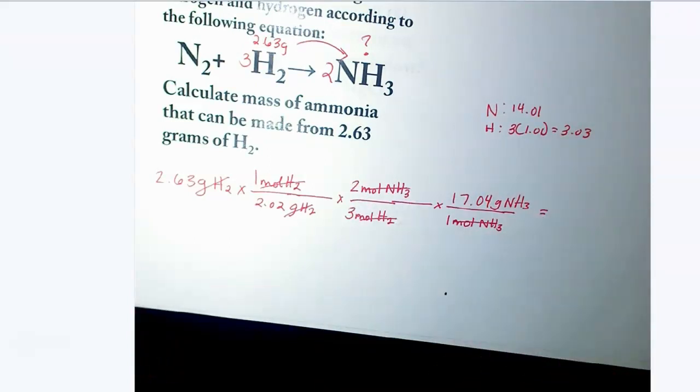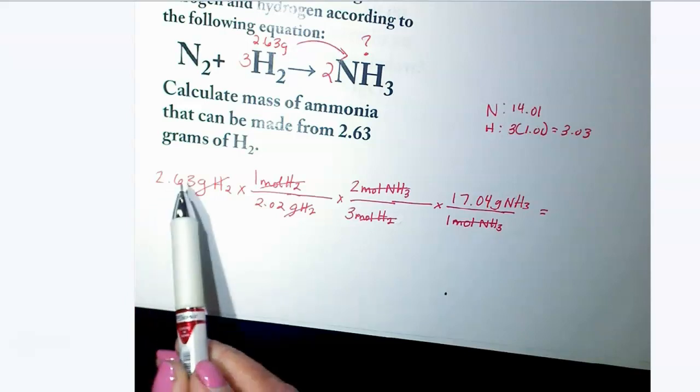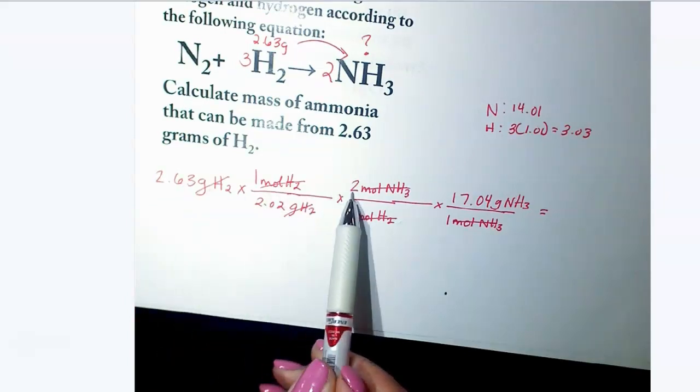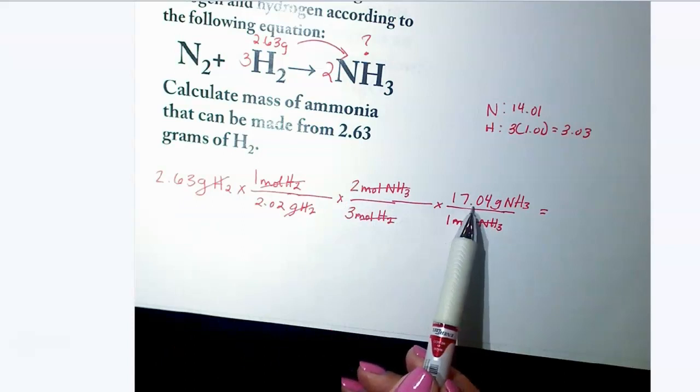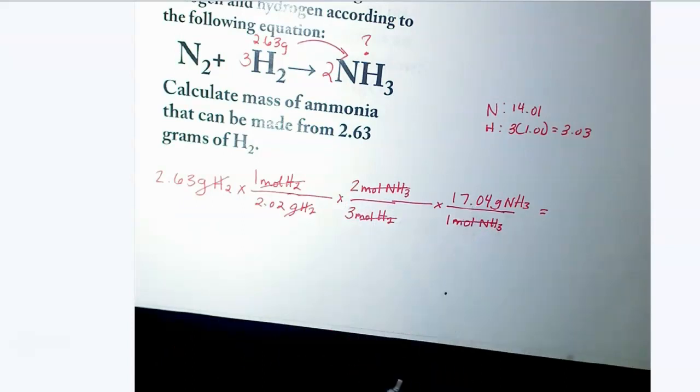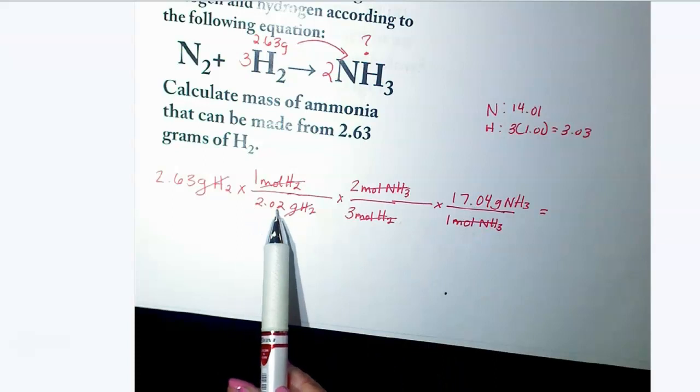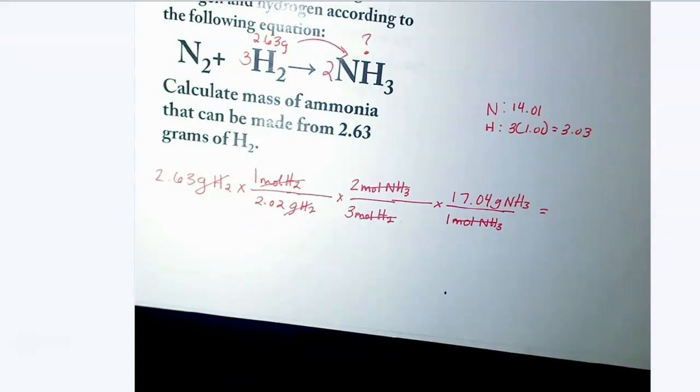And now I'm going to put it in my calculator. I'm going to do 2.63 times 2 times 17.04, and then divide. I'm going to put 2.02 times 3 in parentheses on the bottom. And that should do the trick. How many sig figs am I starting with? 3. So I want to end with 3. 3 times 2 times 17.04 divided by 2.02.